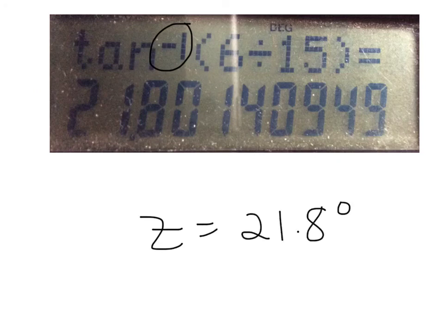All right, have a look. If you put in tan second function, you'll get the -1 notation. 6 divided by 15, you get 21.80 degrees. So that means the angle for our reference angle z is equal to 21.8 degrees.